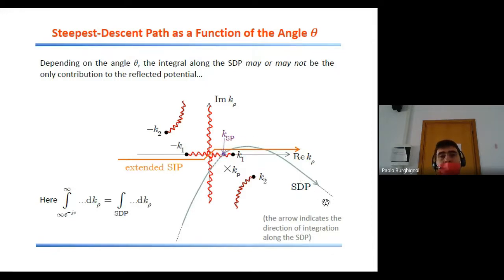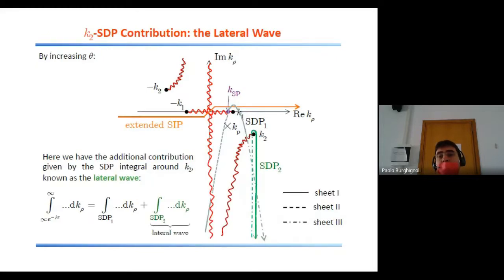However, if you increase theta, that is, you let the saddle point be closer and closer to the K1 branch point, what you get is that the steepest descent path becomes narrower and narrower, and eventually it will sweep across the second branch point, K2. Since we cannot sweep across a branch point, because in that case we would not be able to apply Cauchy's theorem, what we need to do is to detour around the branch point K2.